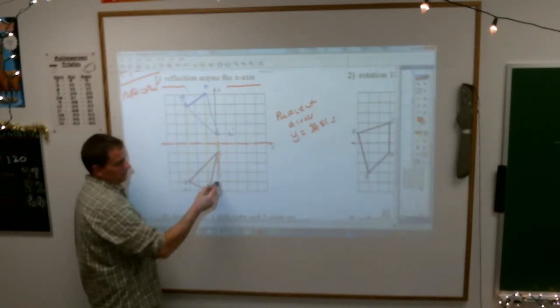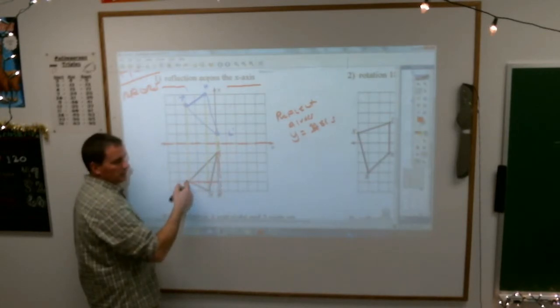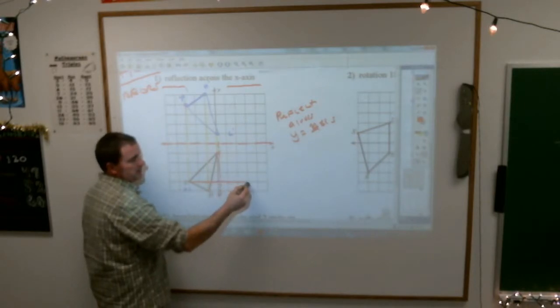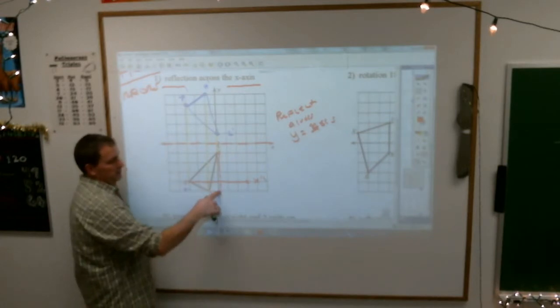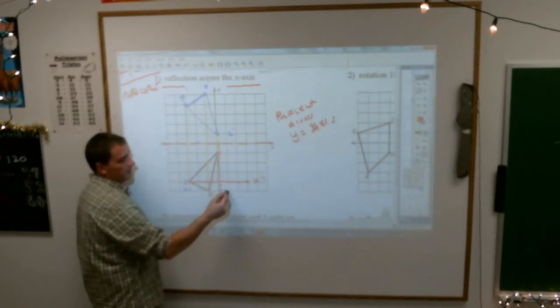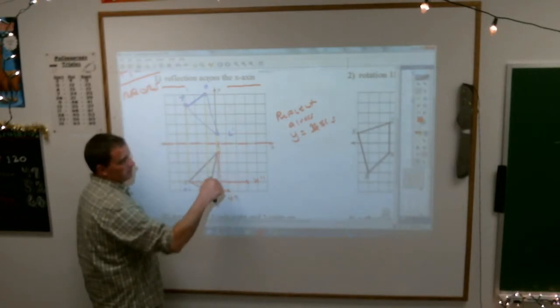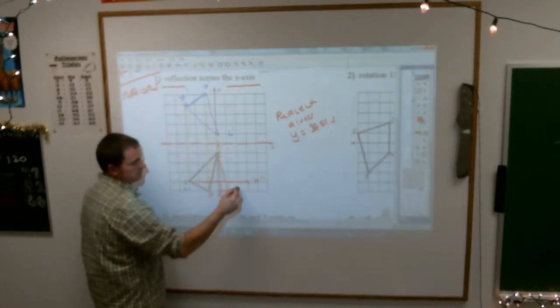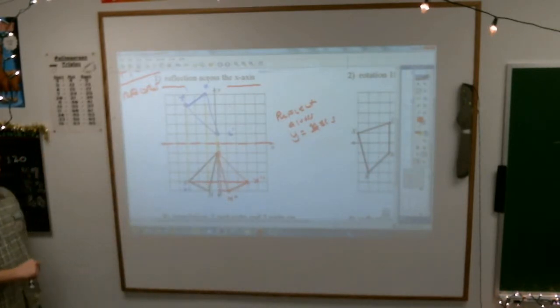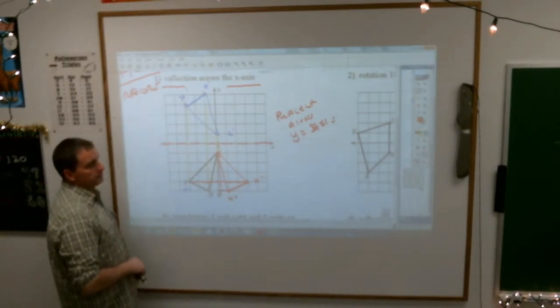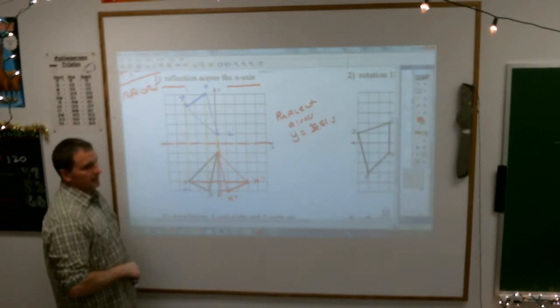Letter X is 1, 2, 3 units away, so you go 1, 2, 3 in the opposite direction. That would be X prime prime, we'll label it double prime. Letter H is how many units away from that y-axis? Just 1, so you go 1 the opposite direction. So there's my H prime prime. So now I have this point, this point, this point, and connect those. And that is reflected about the y-axis. Kind of get the reflections there.